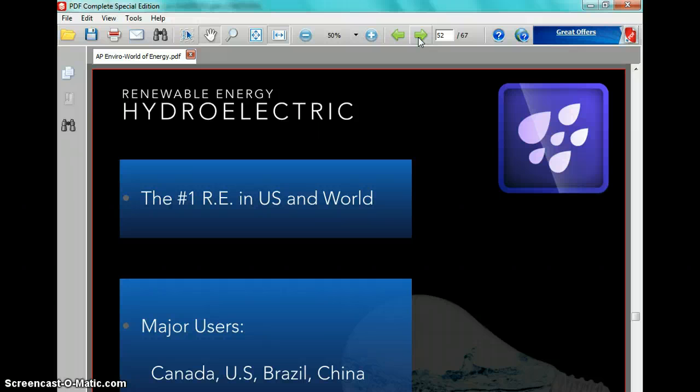So next thing we're going to talk about is hydroelectric. Hydroelectric is considered to be the number one renewable energy source in the world and in the U.S. And the major users are Canada, U.S., Brazil, and China.